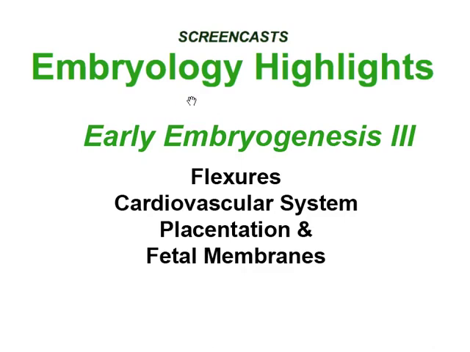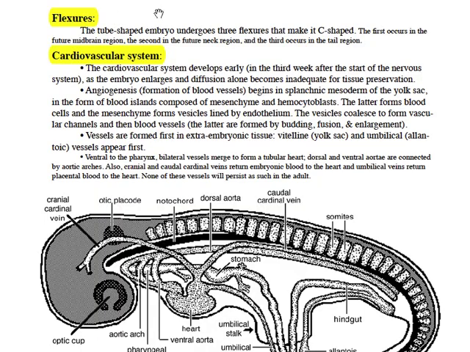This Embryology Highlights screencast mentions flexures and cardiovascular development and then focuses on placentation and fetal membranes. The early embryo is C-shaped because it has flexures in the head and the tail region.